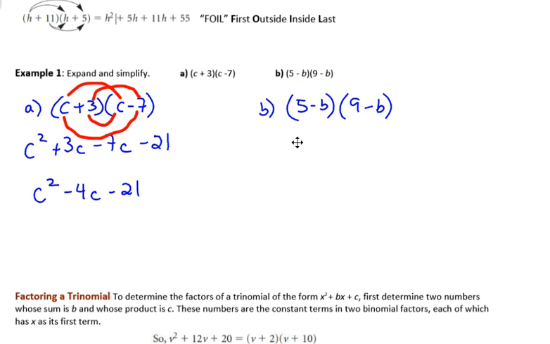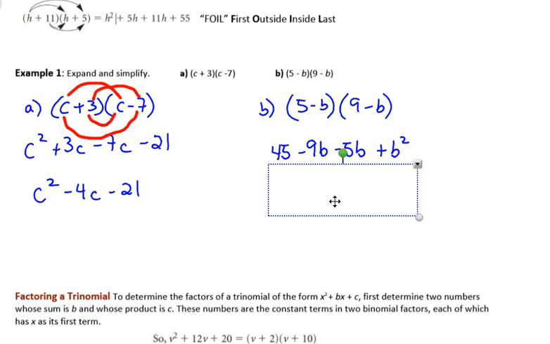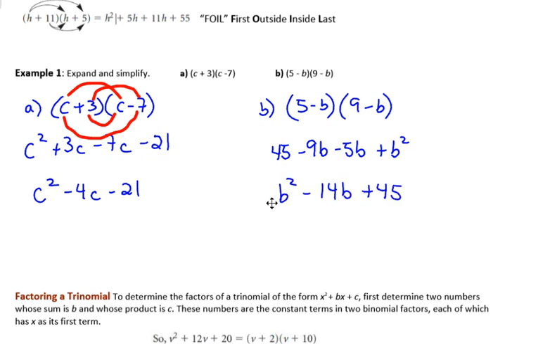Okay, so for example number 2, it would look like this. We'd end up with 9 multiplied by 5 to get 45, 9 multiplied by negative b to get negative 9b, negative 5b is by taking the outside terms, and negative b multiplied by negative b gives us positive b squared. It's important to carry through these negatives when we multiply, okay? And when we simplify, we end up with b squared minus 14b plus 45.